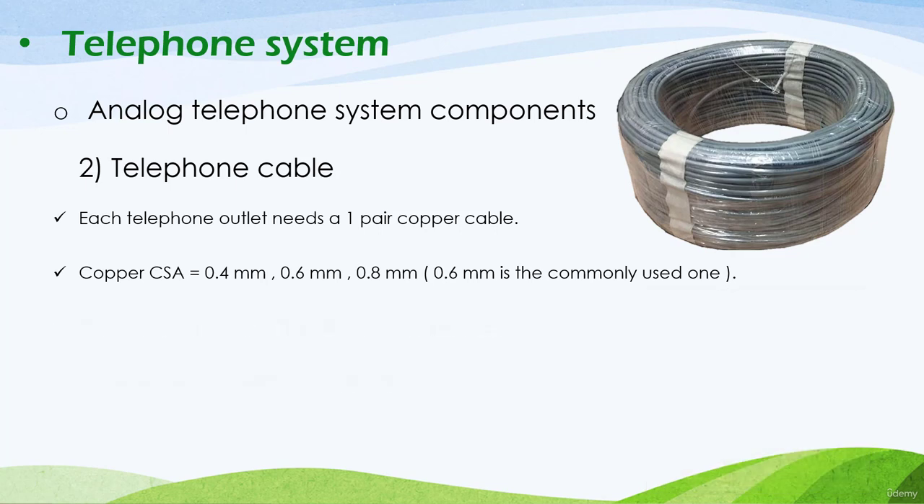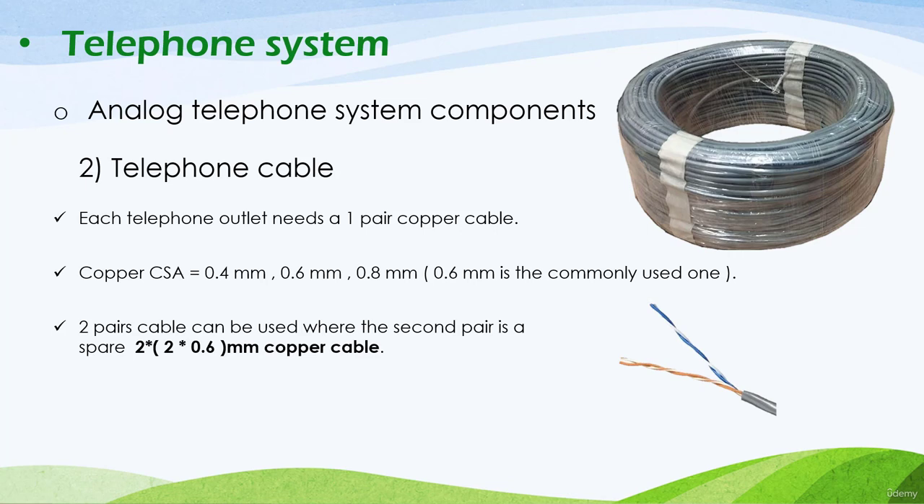Also, an important note is that for the telephone outlets, we can use the same previous cable, but with 2 pairs this time, not 1 pair. So a 2 pairs copper cable can be used also in some projects, where it's specified as 2 times 2 times 0.6 mm copper cable, where the first 2 represents the 2 pairs of the copper cable and the second 2 inside the parentheses represents the 2 wires of each pair. So we have now 4 wires represented in 2 pairs.